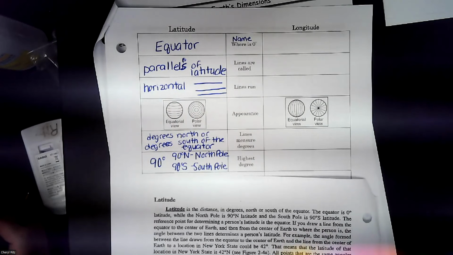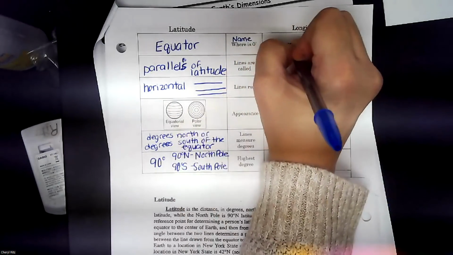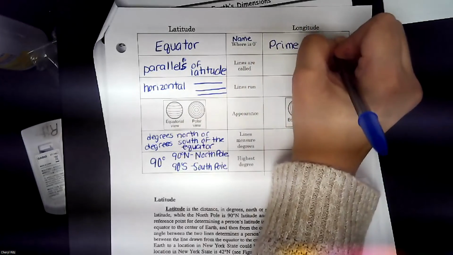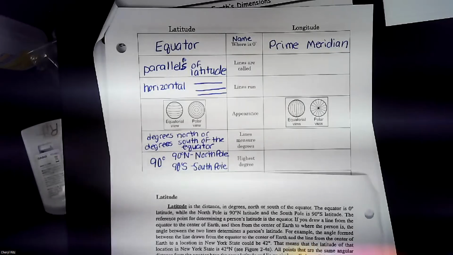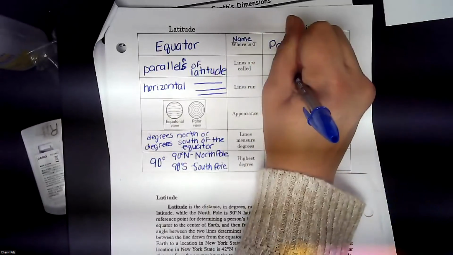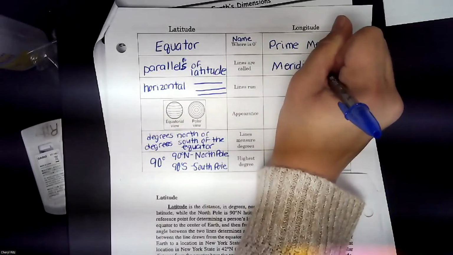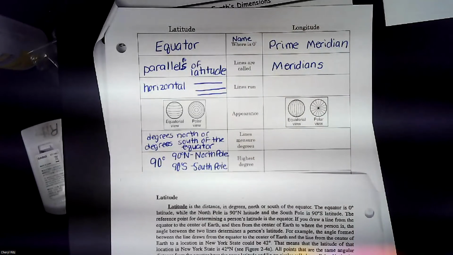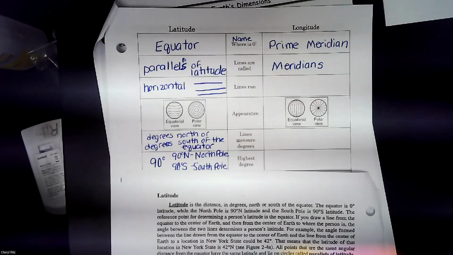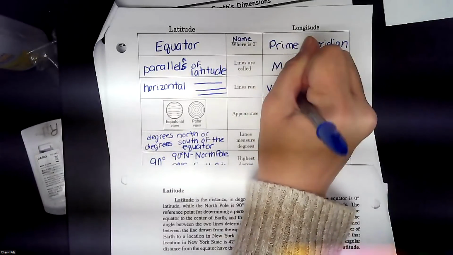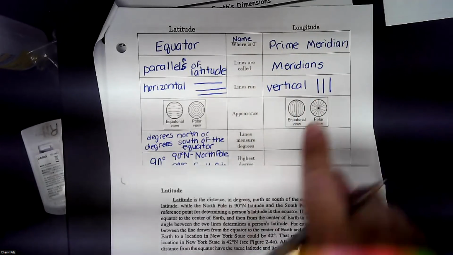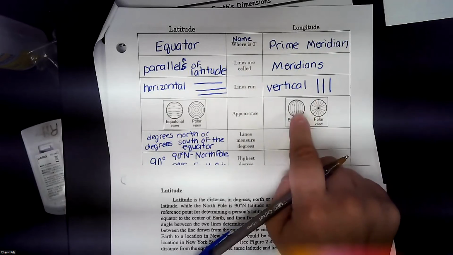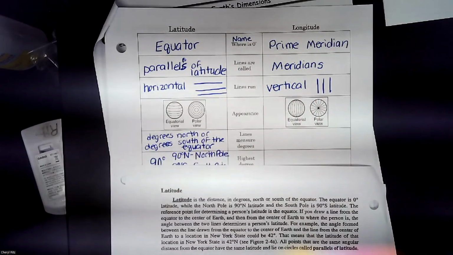All right, did we find the name for longitude? It's prime meridian. And what are these lines called? All the lines are called meridians. The one that's at 0 degrees is the prime meridian. These lines run vertical, the up and down lines. They do touch at the North Pole and the South Pole, so they kind of look like they bow out a little.